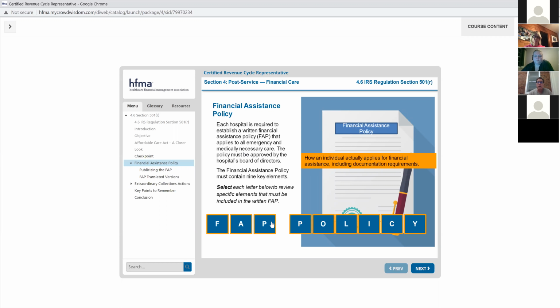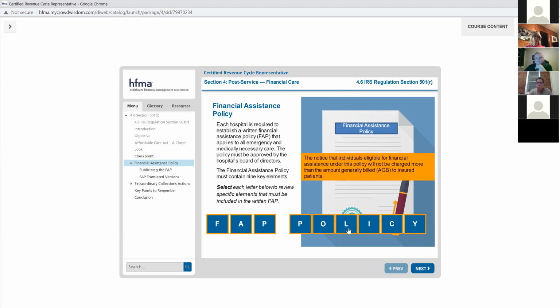How an individual actually applies for financial assistance and all their documentation, that has to be clearly laid out in your policy. Where an individual can obtain assistance when completing the application. A listing of all providers covered in the financial assistance policy and those who are not. These are all key elements of the policy.